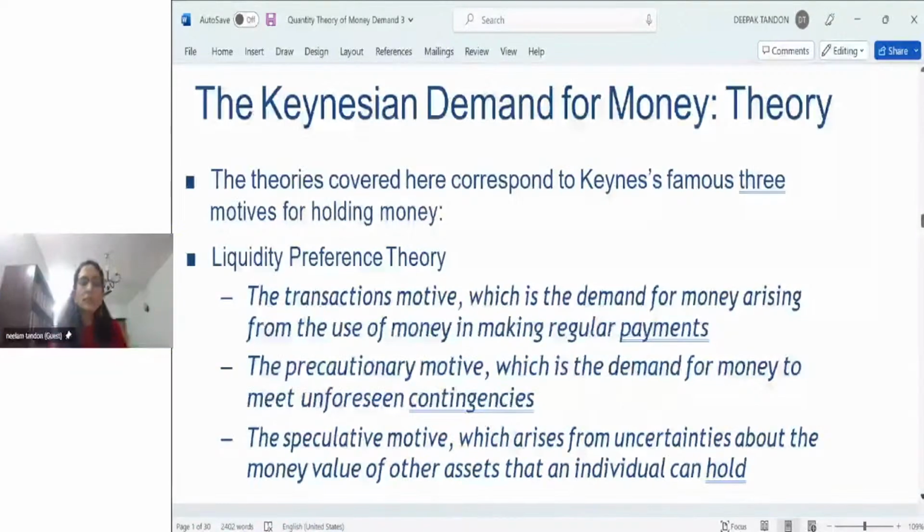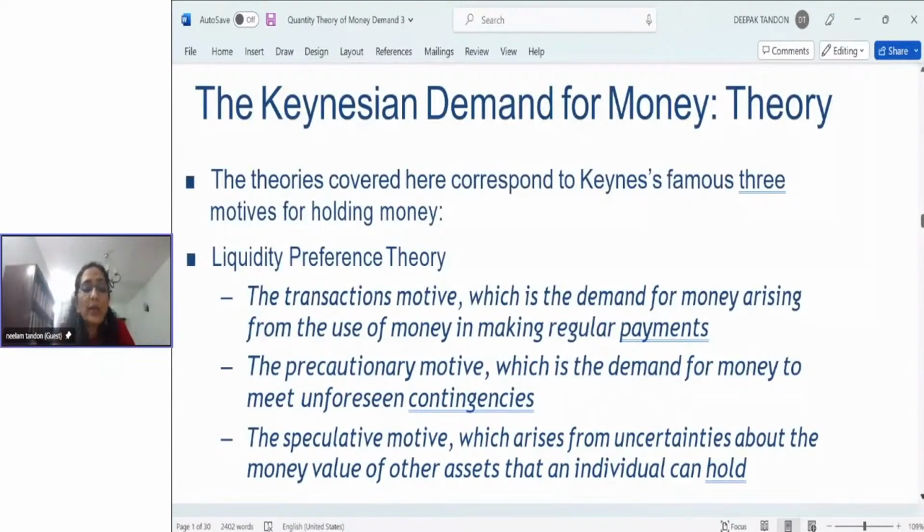So the third component is the speculative motive. Speculative motive is when you have taken care of your transactions and you have taken care of future unforeseen circumstances. Now you are still left with some quantum of money. What do you do? You invest. Where? Where there is some component of risk. And you know if the risk is there, then returns will also be higher. So that means you're speculating.